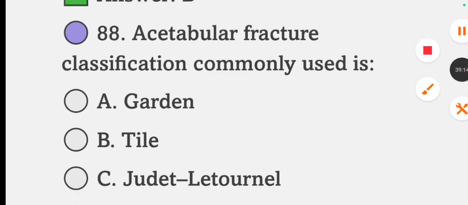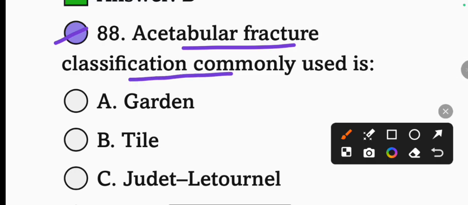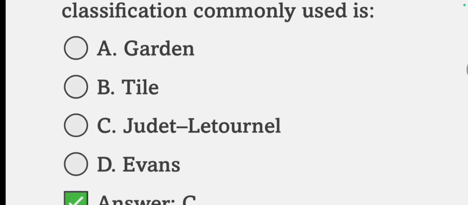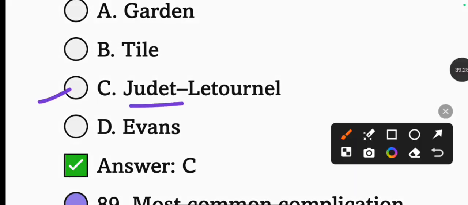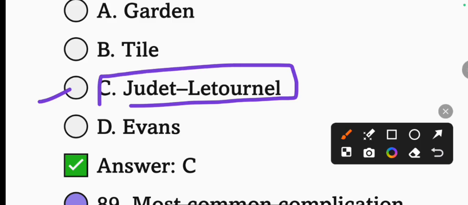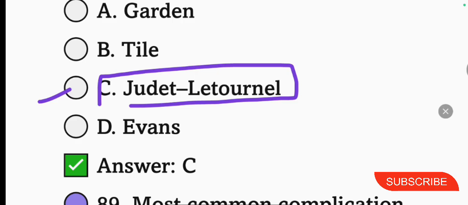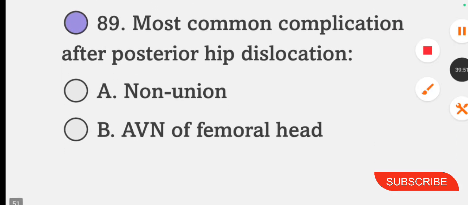Now come to our 88 questions. Acetabular fracture classifications commonly used in. So for acetabular fractures, I think it's clear, C option, like Judet and Letournel. C option is a very important MCQ. There are two main types: elementary fractures and associated fractures. Okay, elementary fractures, Judet, are divided into simple patterns, and associated fractures are complex patterns. So the acetabular fracture classification is almost always Judet and Letournel.